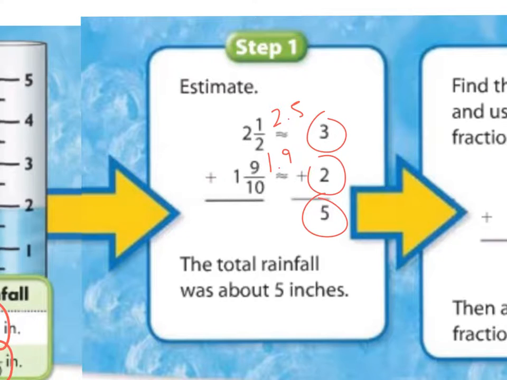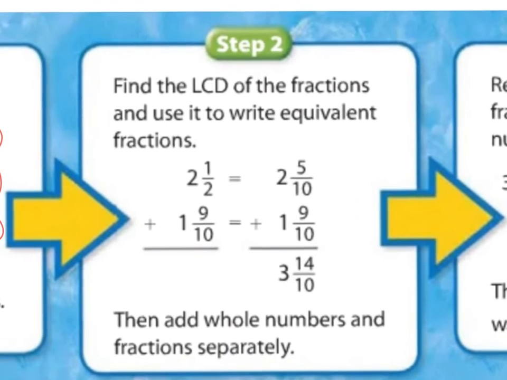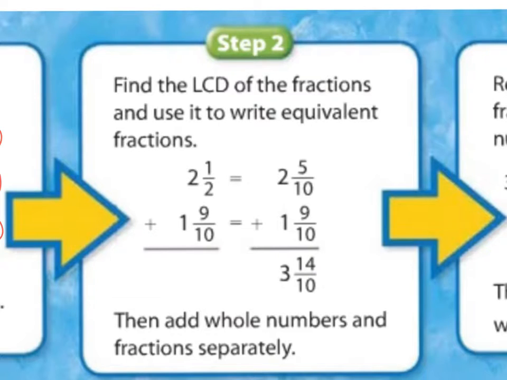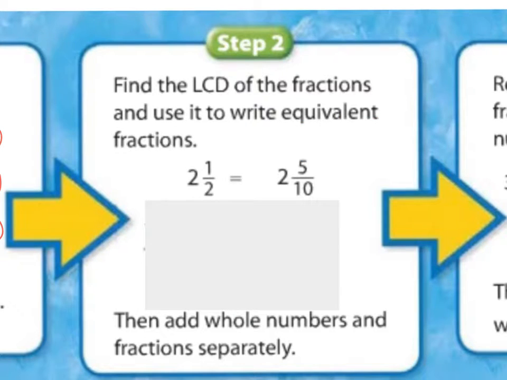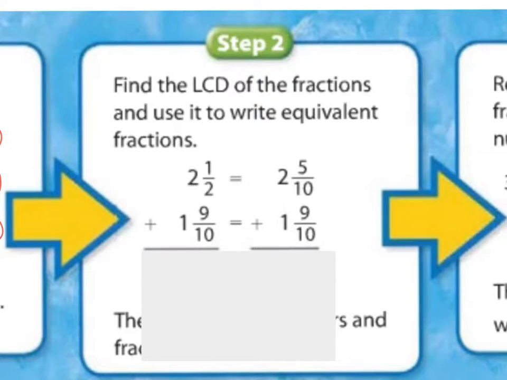Let's go to step 2 with the clue word of rodeo cowboy. Find the least common denominator of the fractions and use it to write equivalent fractions. So, upon making a list of our denominator numbers, 2 and 10, I know that 10 is the least common multiple. Therefore, for 1/2, what do I need to multiply that by so 10 is on the bottom? 5 over 5. So that's how they got 5, and that's how they got 10. For 1 and 9/10, we can keep 9/10 exactly the same because there's already 10 on the denominator.